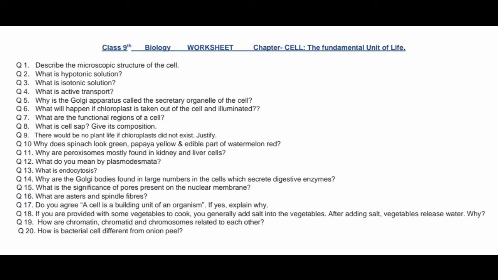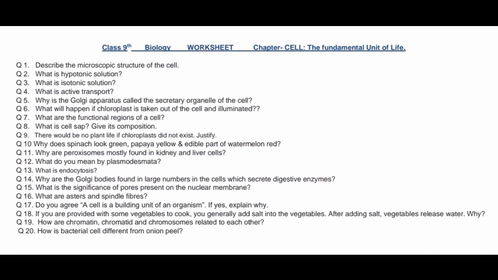Next question. If you are provided with some vegetable to cook, you generally add salt to the vegetable. After adding salt, the vegetable releases water. Why? This is the question. So here we can say when salt is added, a hypertonic medium is created. That is, the concentration of salt molecules is more outside the vegetable than inside. Hence, due to osmosis, water from the vegetables comes out. Clear?